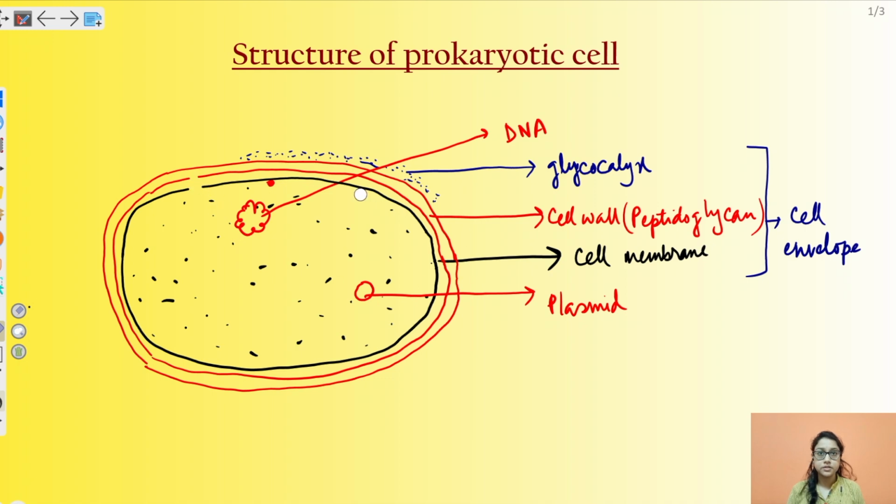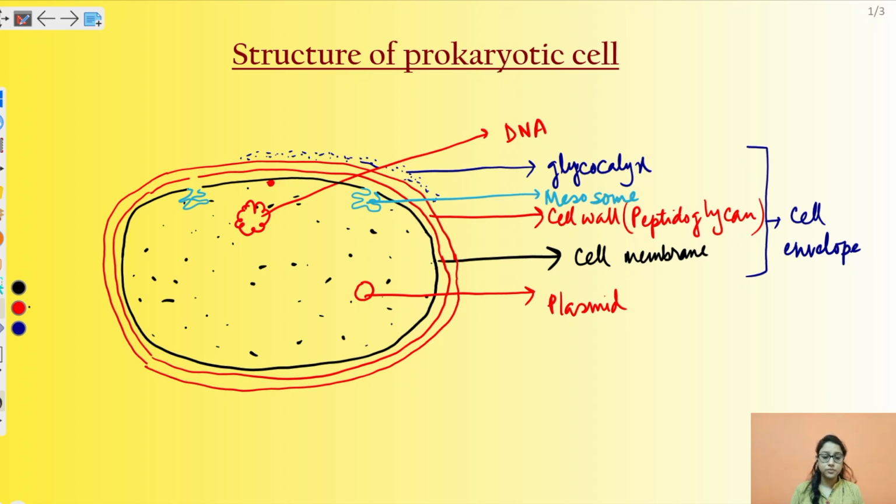So let me make this portion and we will draw the infoldings. The infoldings can be tubular in shape, and these infoldings are known as mesosomes.